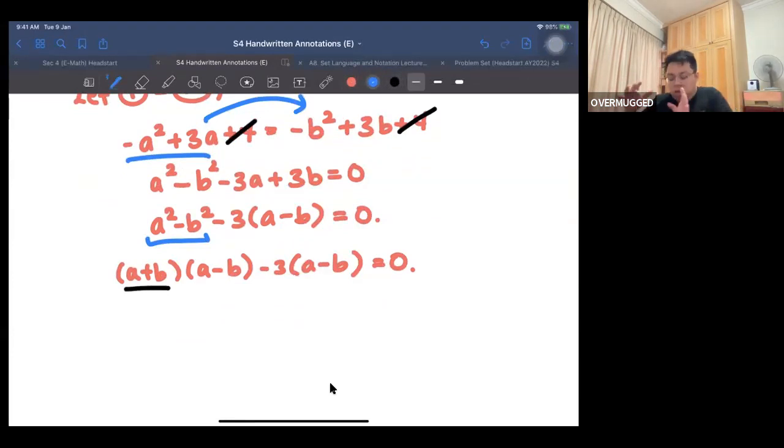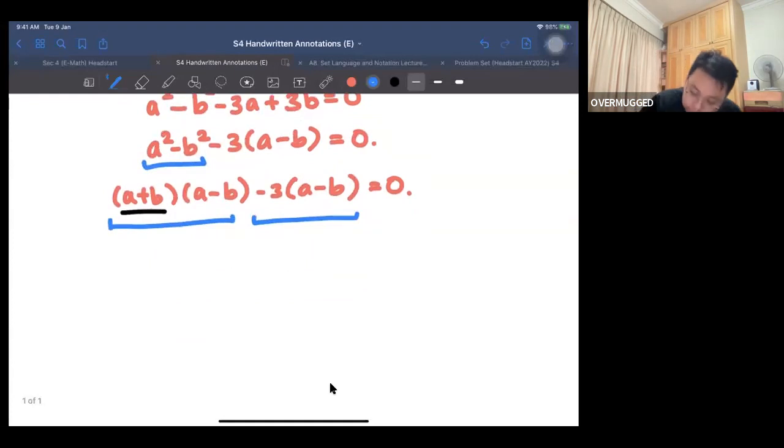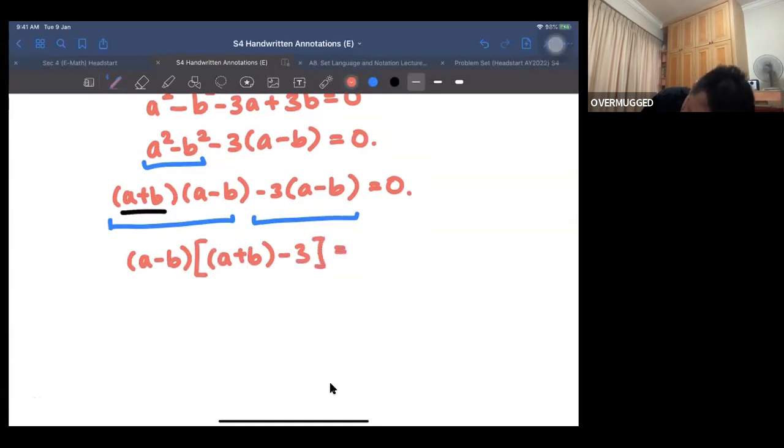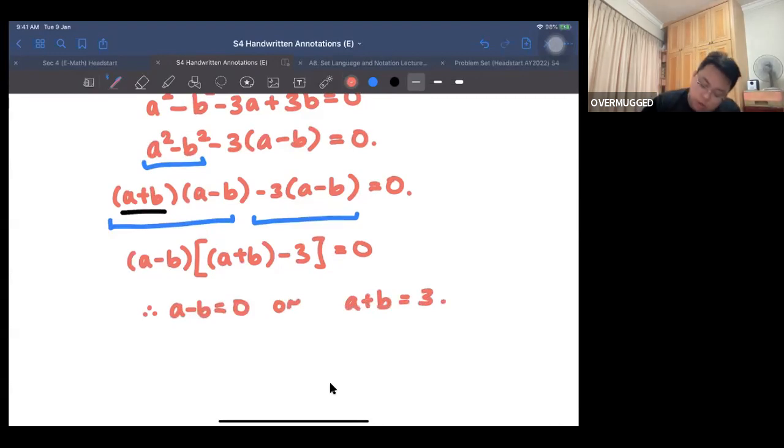Now, instead of looking at it as one set, look at it this way: this is one set, and this is one set. Since you have two sets of expressions on the left, you can pull out common factors. There's a common factor here, A minus B. What you're left with is (A minus B)(A plus B minus 3) equals 0. Now we have a two-bracket situation equals 0. Therefore, A minus B equals 0, or A plus B equals 3. Now, obviously, you need to reject A minus B equals 0, because A cannot be equal to B. If you look at the graph, clearly they're not equal. So therefore, the final answer for part A is A plus B equals 3.